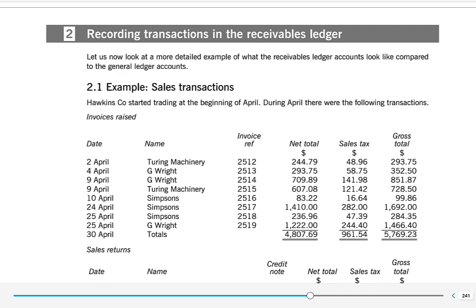What Lesson 2 is really about. Lesson 2 is teaching you how to write the day-to-day customer transactions into the receivables ledger, meaning into the personal accounts of customers. So we are focusing on 3 everyday events. 1, the business sells on credit and issues an invoice. 2, the customer returns goods or gets an allowance, and the business issues a credit note. 3, the customer pays and the business receives money.